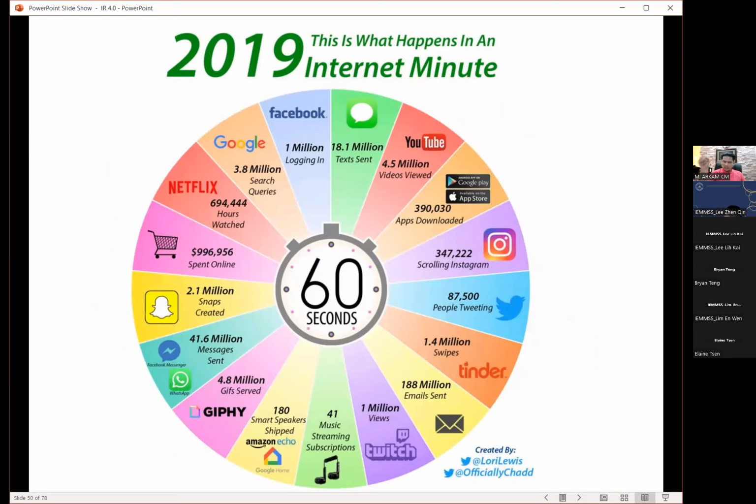For Facebook, 1 million logins in 2019. YouTube, WeChat, I think. Google Apps and Google Play Store, Apple Apps, Instagram, Twitter, Tinder, emails, Twitch, I'm not sure, music streaming subscriptions, Spotify now, for example. Smart purchases, Echo, Google Home, which has its own devices. Giphy, Facebook and Messenger, Snapchat, online spending, Netflix, Google, Facebook, and all of it is happening in 1 minute only.